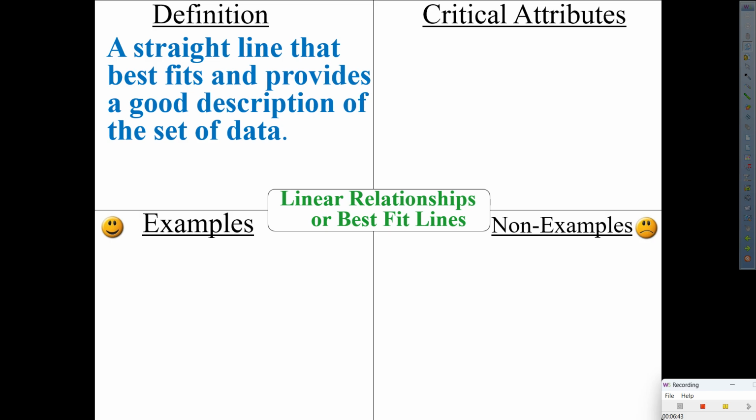I give you a definition. You wrote it down. And I read it like 1,000 times already. Here goes 1,001. A straight line that best fits and provides a good description for a set of data. So, do me a favor, writing utensils down. You'll finish up in a little bit. Writing utensils down, look up to the screen. Here it goes. I'm going to show you an example for a best fit line.